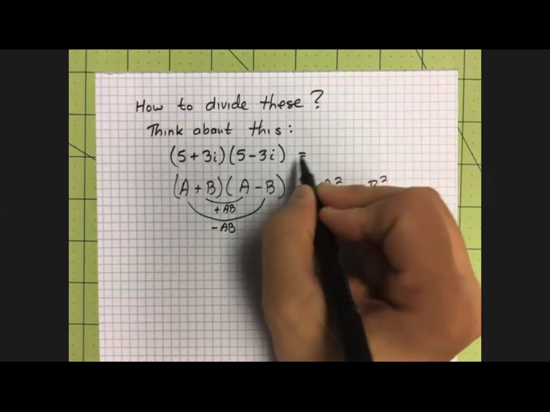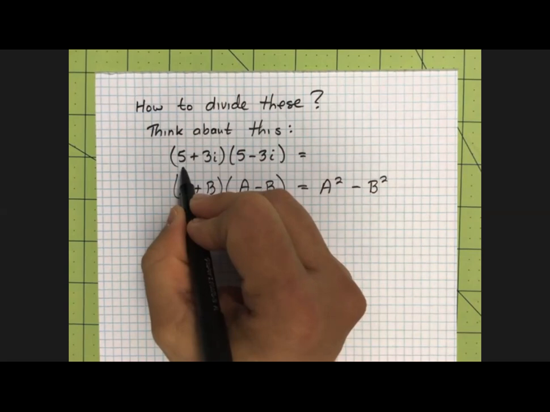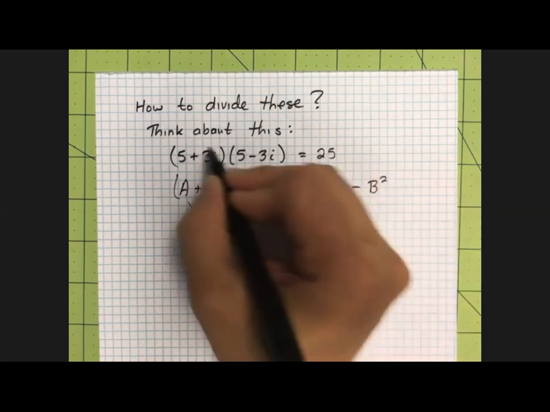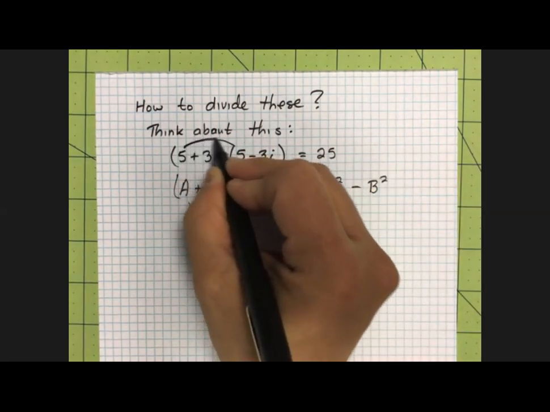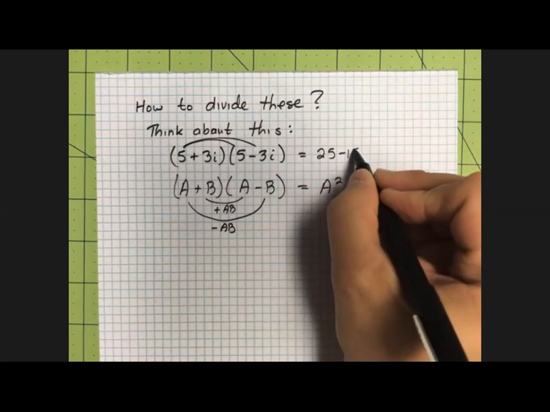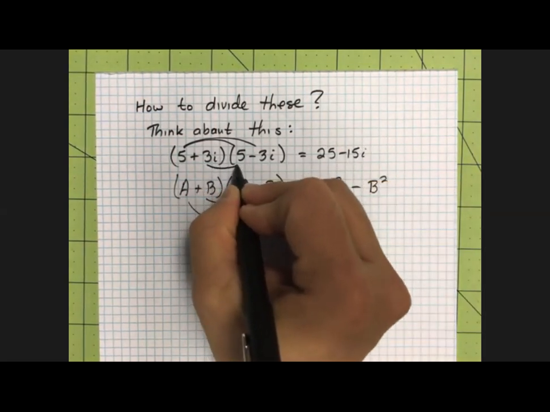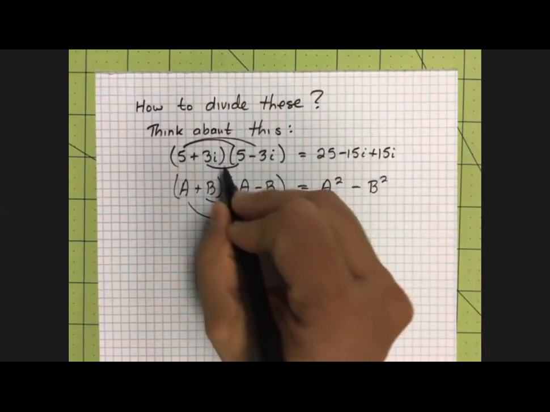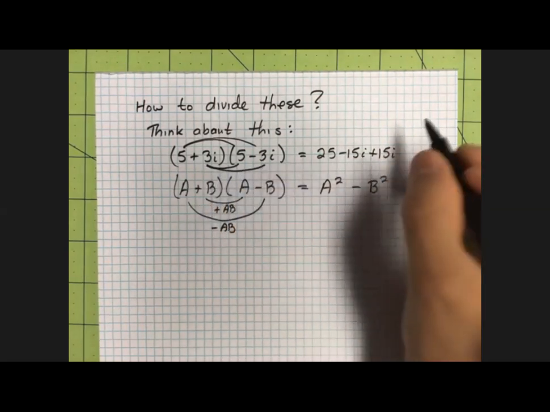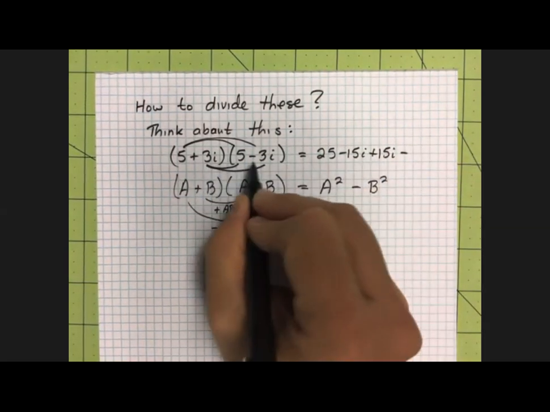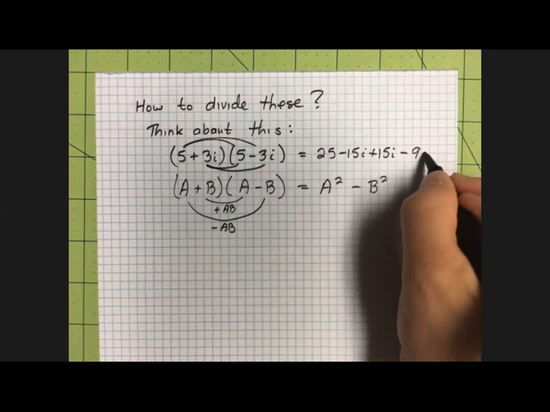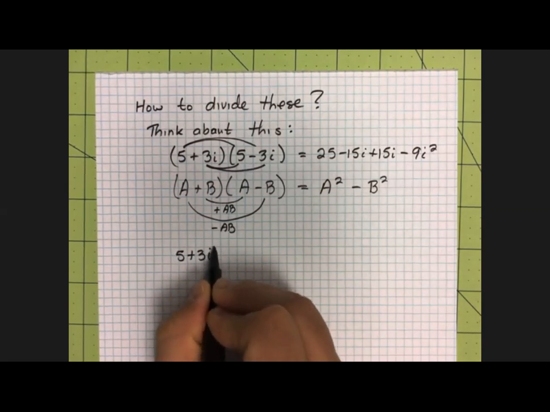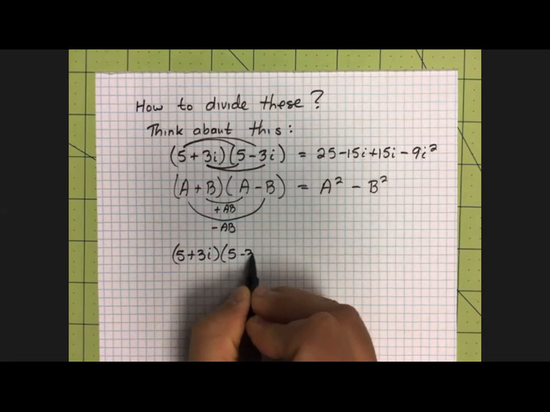Try that here. Pretend you didn't know any better and you're going to FOIL it out. 5 times 5 is 25. Then 5 times minus 3i is minus 15i. And 3i times 5 is plus 15i. See, there it goes. Outside and inside part gone. And then minus 3 times 3 is minus 9i squared. So what's 5 plus 3i times 5 minus 3i?